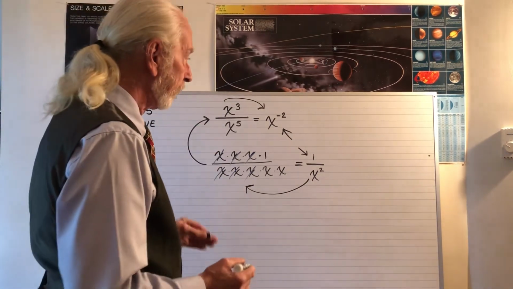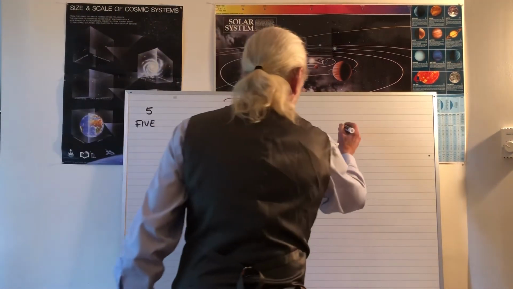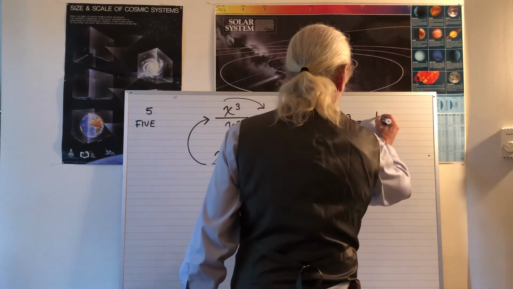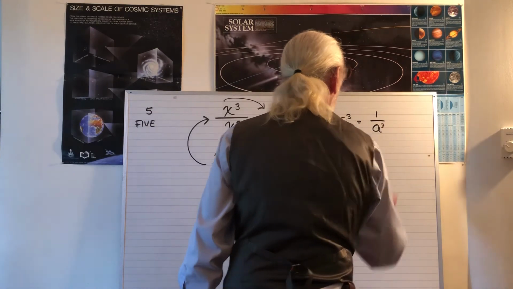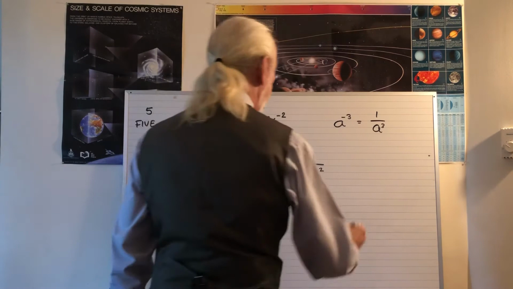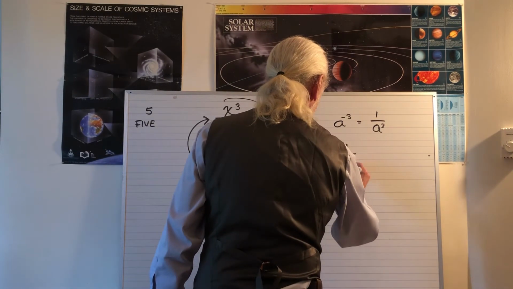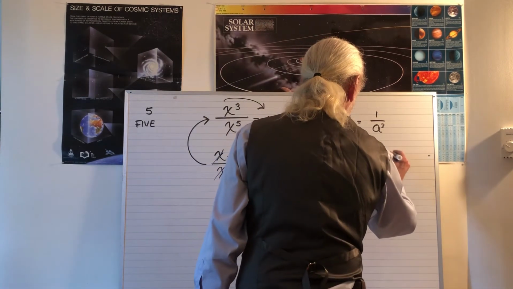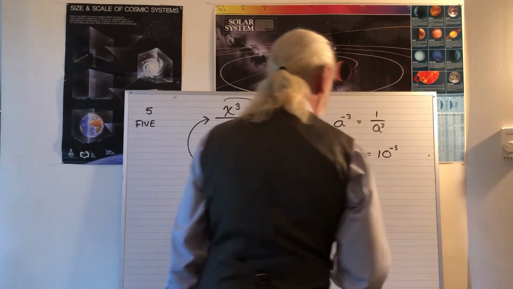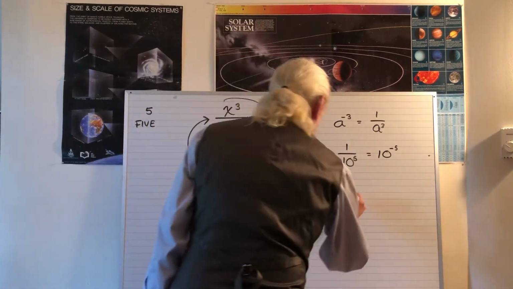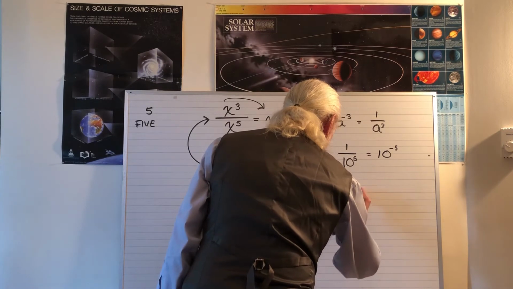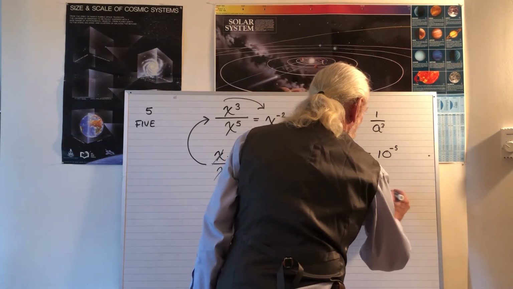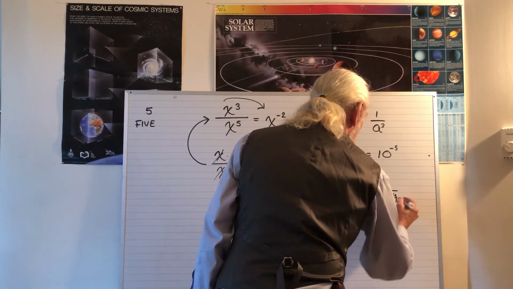So, with this in mind, then, we can say if I have A to the negative 3, that would be the same as 1 over A to the third power. If I have 1 over 10 to the fifth, that is the same as 10 to the negative 5. If I have x to the negative y, that is the same as 1 over x to the y power.